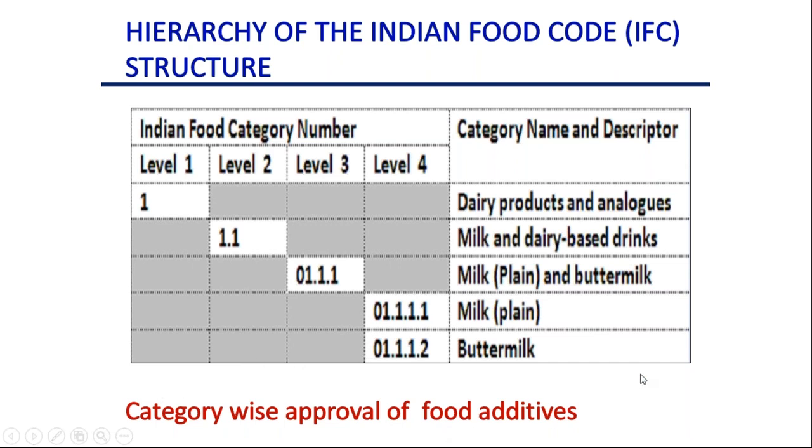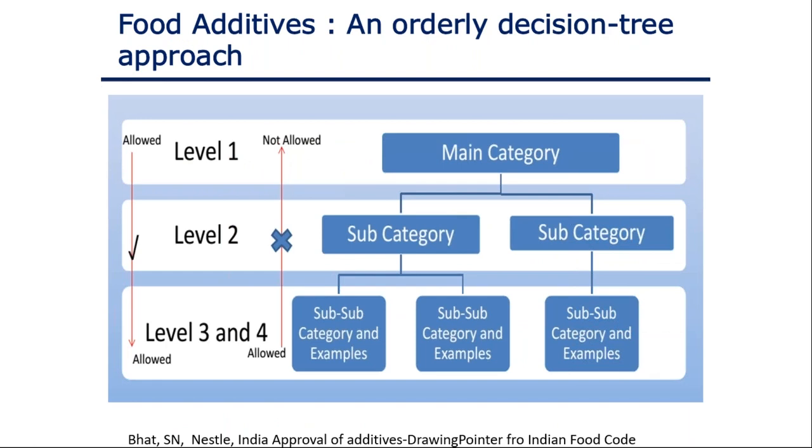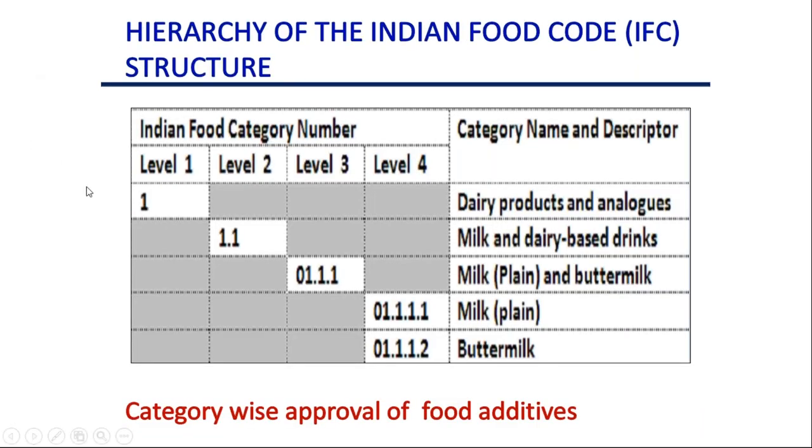There is a category-wise approval of food additives. It is an orderly decision tree approach. For a food category, if it is allowed in the main category, then it is allowed in the subcategory, and in the sub-subcategory, and in the categories much below it. So to go back, if it is allowed in one, then it is allowed in all these categories. The food additive is allowed in all the categories below it.